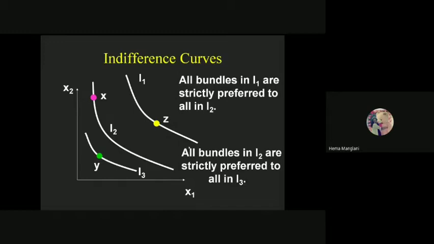So we have here this I2 where the bundle X is showing definitely a better utility than Y, then Z is showing the better utility than X. So these three bundles, because higher bundle shows the higher level of utility. So all bundles in I1 are strictly preferred to all in I2. So Z is preferred to X and X is preferred to Y. So all bundles in I2 are strictly preferred to all in I3. So that is the same thing what we have seen here.